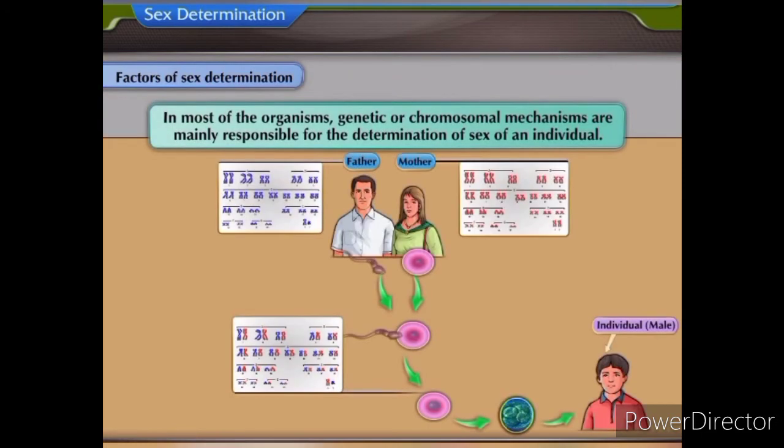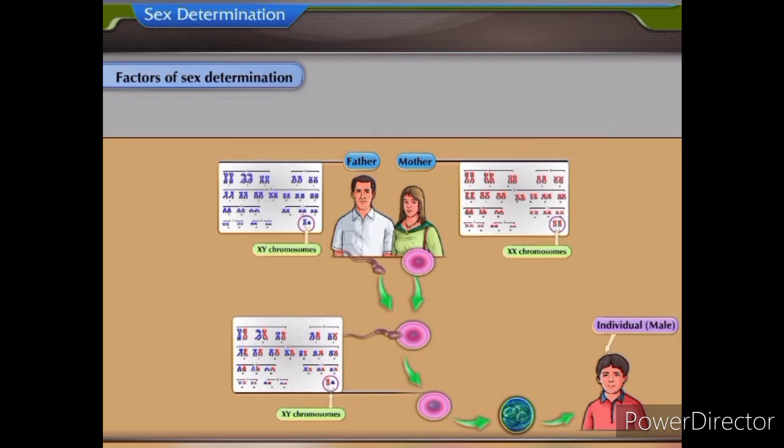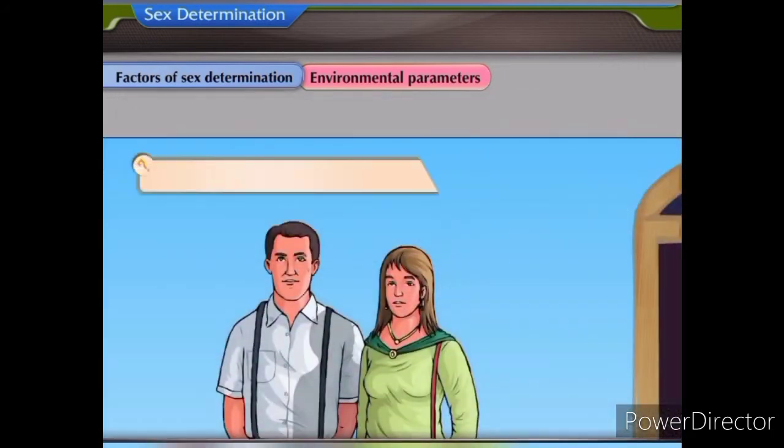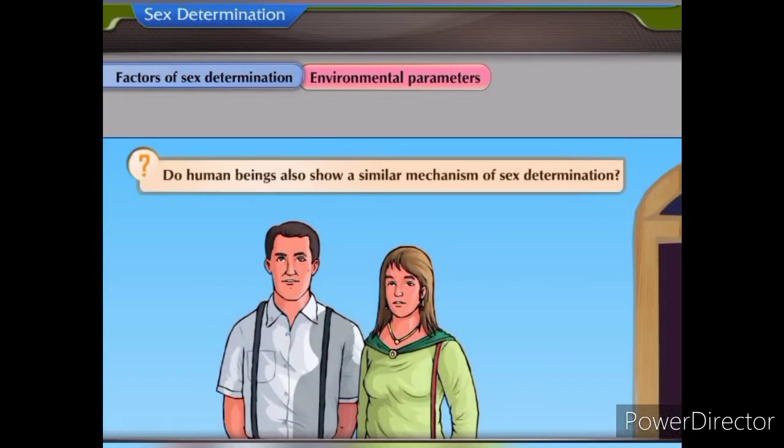In most organisms, genetic or chromosomal mechanisms are mainly responsible for the determination of sex of an individual. For example, in some animals, the temperature at which the fertilized eggs are maintained determines the sex of the offspring. Do human beings also show a similar mechanism of sex determination? Let us explore this further.